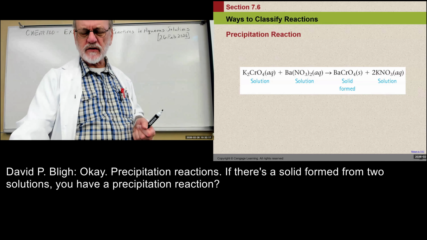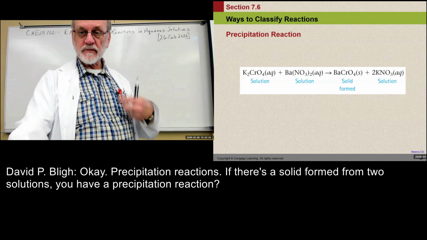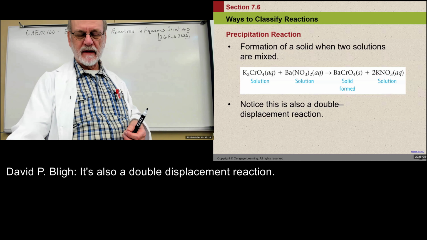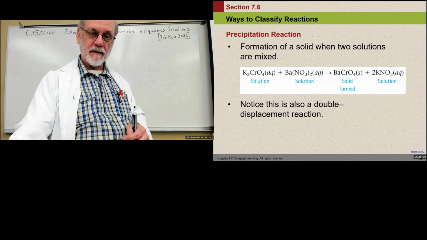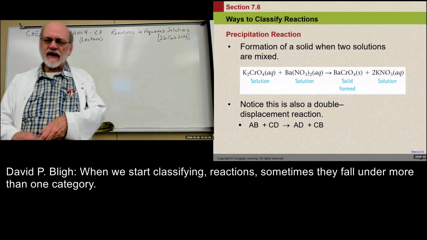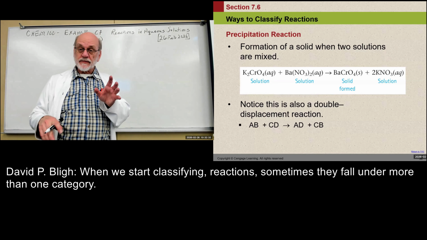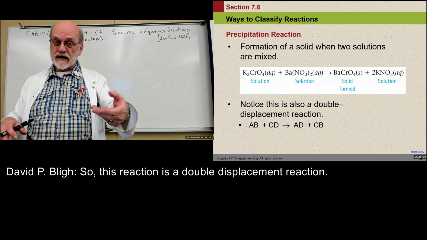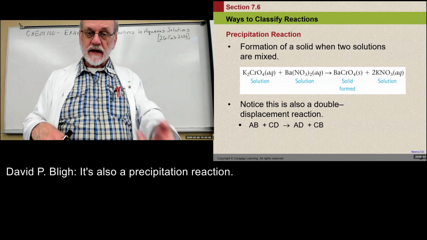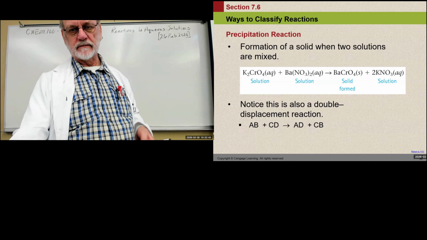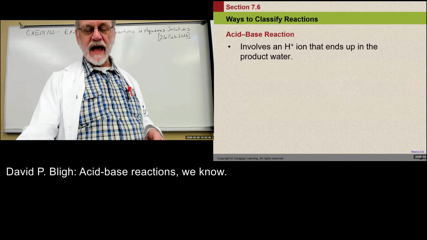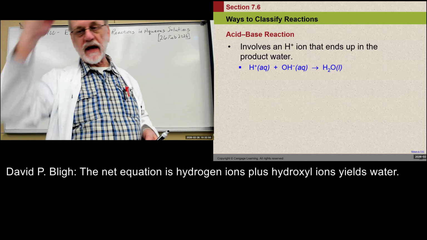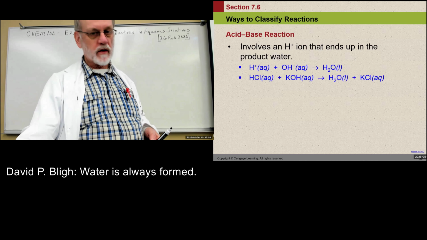Precipitation reactions. If there's a solid formed from 2 solutions, you have a precipitation reaction. It's also a double displacement reaction. When we start classifying reactions, sometimes they fall under more than one category. So this reaction is a double displacement reaction. It's also a precipitation reaction. Acid-base reactions, we know the net equation is hydrogen ions plus hydroxide ions equals water. Water is always formed.